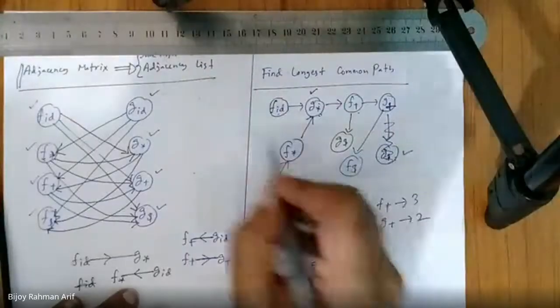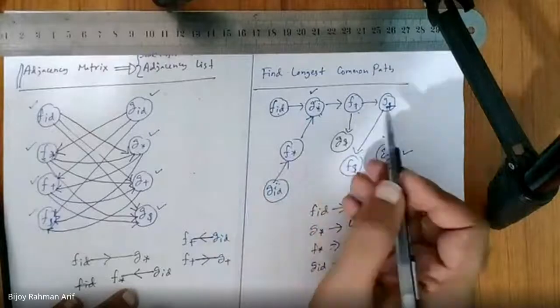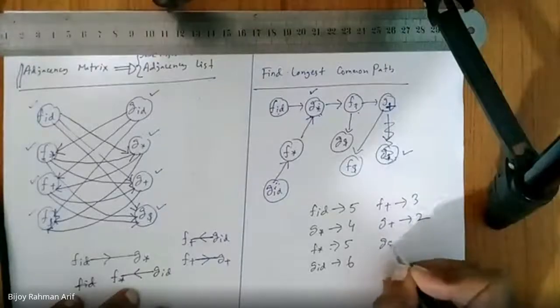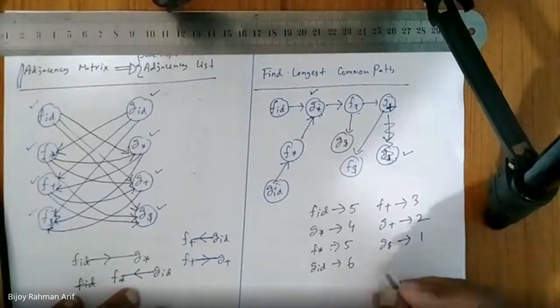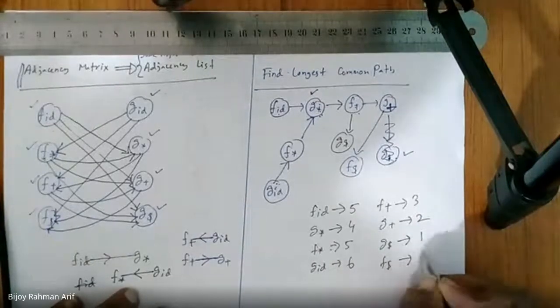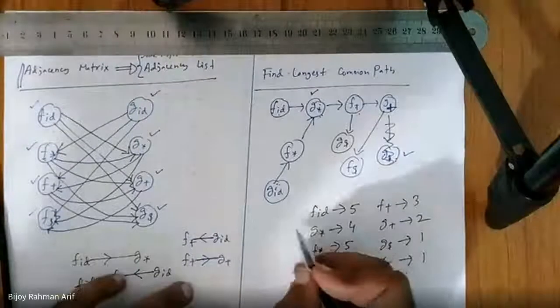No, I am counting two at a time, 1, 2, 3, 4, 5, counting like this, including my own note. Okay, sir. Then G dollar is 1, F dollar is 5. So this is the information we get.